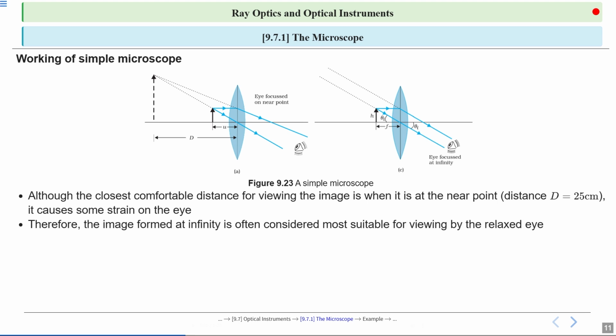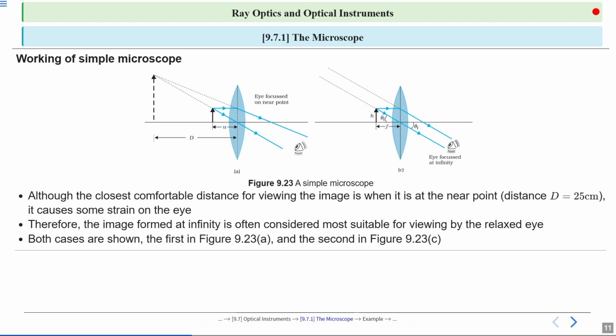So to reduce the eye strain, forming the image at infinity is often preferred. This allows the eyes to remain relaxed, making it easier to view the image for extended periods. This is a key point for anyone using microscopes regularly, as it enhances comfort and usability. Okay, when we look at a very close object for a long time, when we look at a book for a long time, our eyes get strained and start paining. Then it is recommended that we look at distant objects so that the eyes feel relaxed. So that is the concept here.